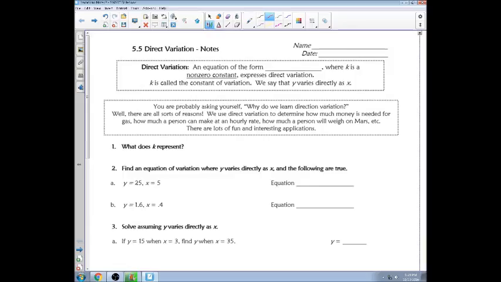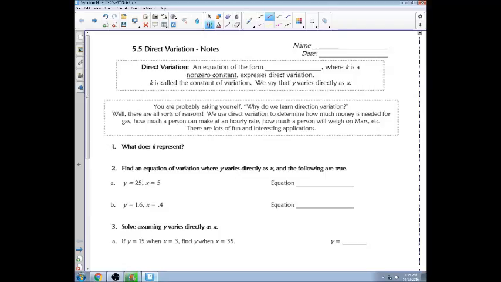This lesson is for my Algebra 1 class. It is 5.5, Direct Variation. This is going to be a new concept for you, but it's basically just using a formula, plugging numbers in. It's not that big of a deal. Hopefully by the end of this video, you'll have a really good grasp on it, okay?